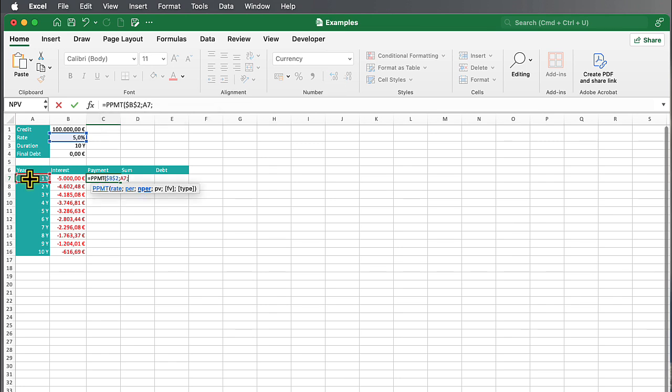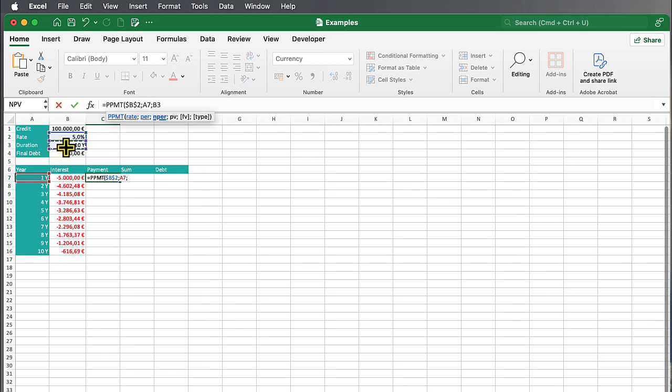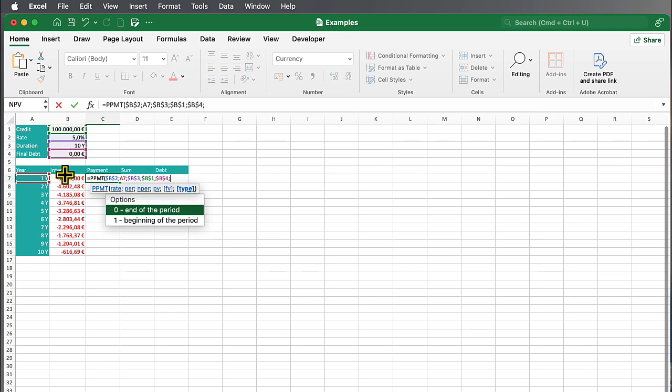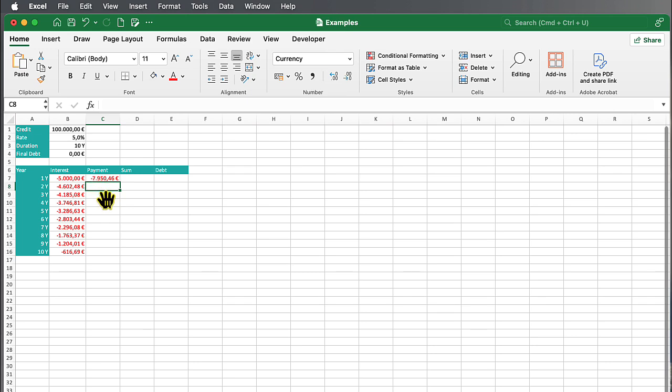So we have this one. Then the number of payments. In this case, it's a number of years because we have yearly payments. We add the dollars. We have our present value, which is our credit, again some dollars. And we have our future value, and again some dollars. And finally, we have end of the period. That's where we have to pay. So you can see we have roughly 7,900 euros.